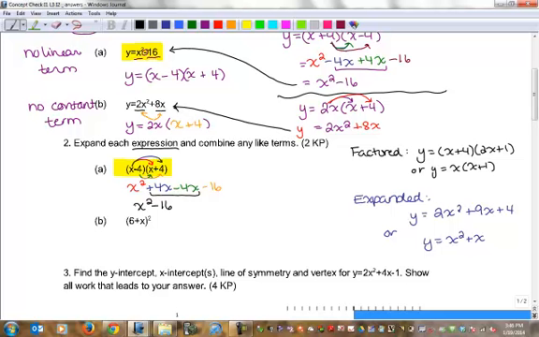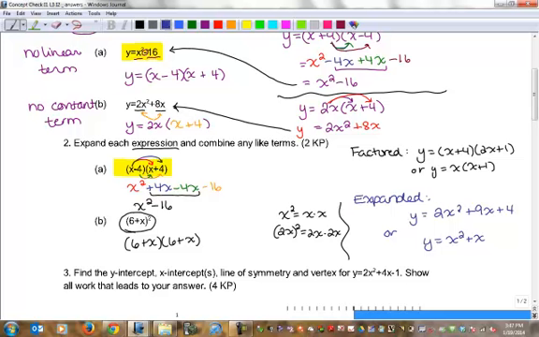Finally, in 2b, we have 6 plus x, and that's squared. So off to the side here, I want to think about whenever I have something squared like x squared, if I was to write that out, that would be x times x. If I had 2x squared, that would be 2x times 2x. So here I have 6 plus x squared, so it's going to be 6 plus x times 6 plus x.